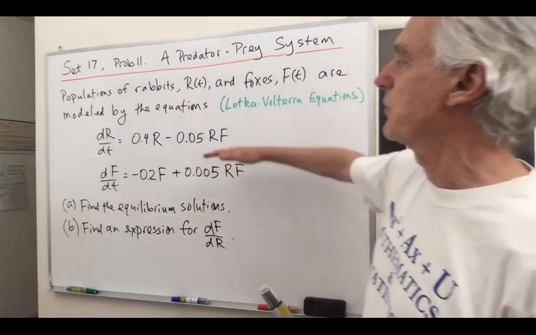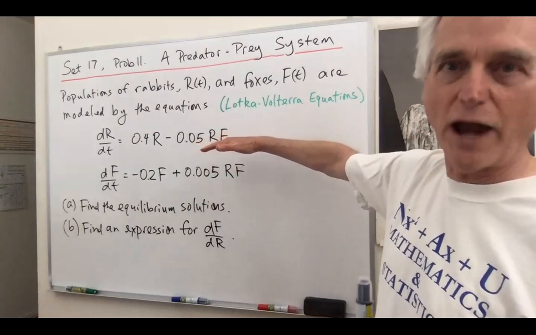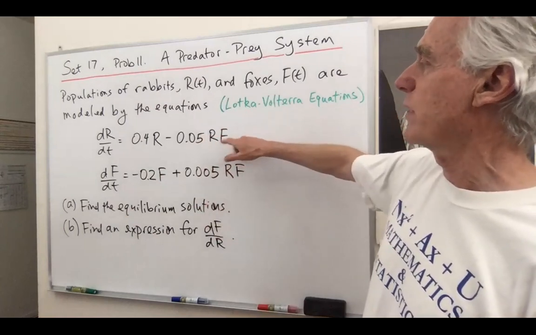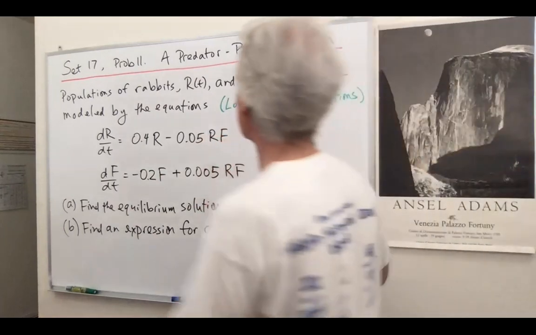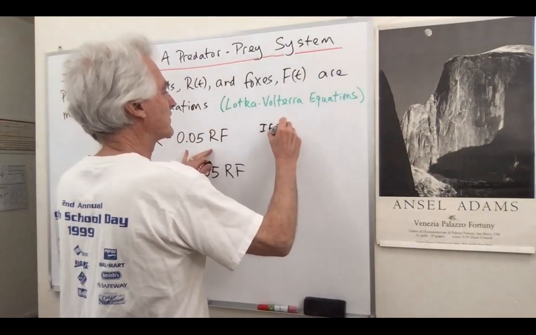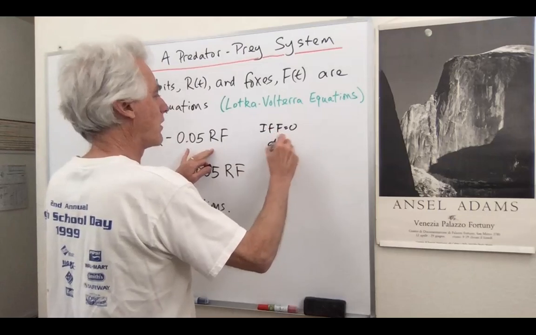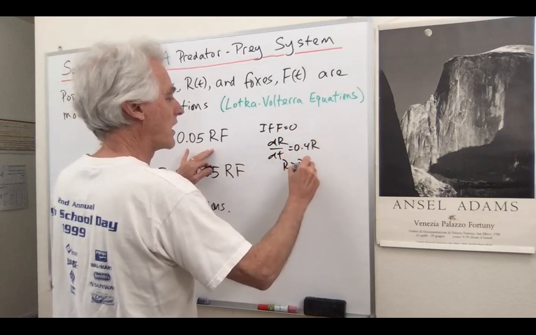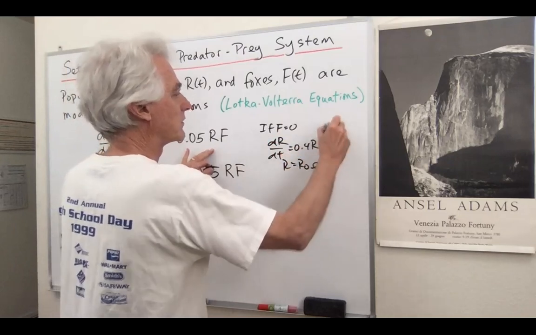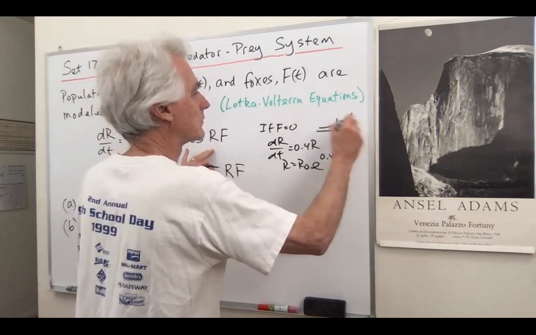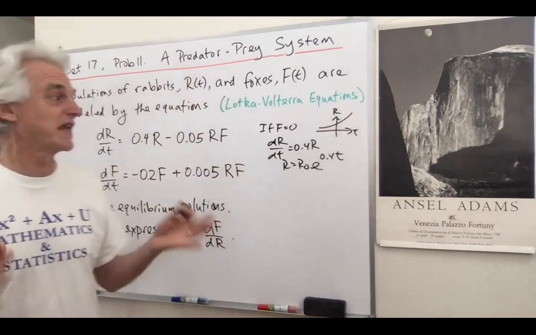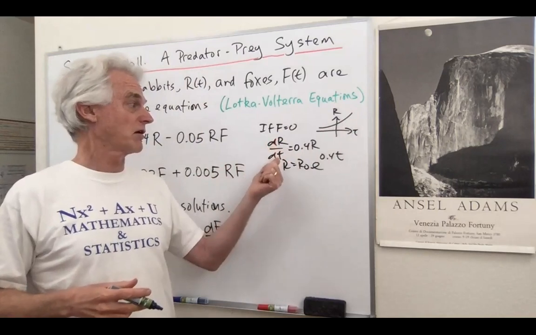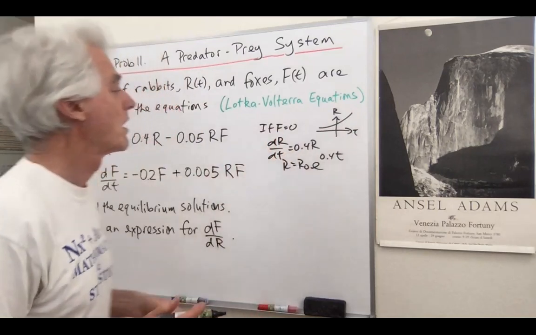So first, suppose I had no foxes at all, only rabbits. Well, we know what rabbits do, they multiply, right? So if F equals 0, we get dR/dt is 0.4R, or R is R naught e to the 0.4t. The rabbits grow exponentially, right? The most important ODE: dR/dt is a constant times R.